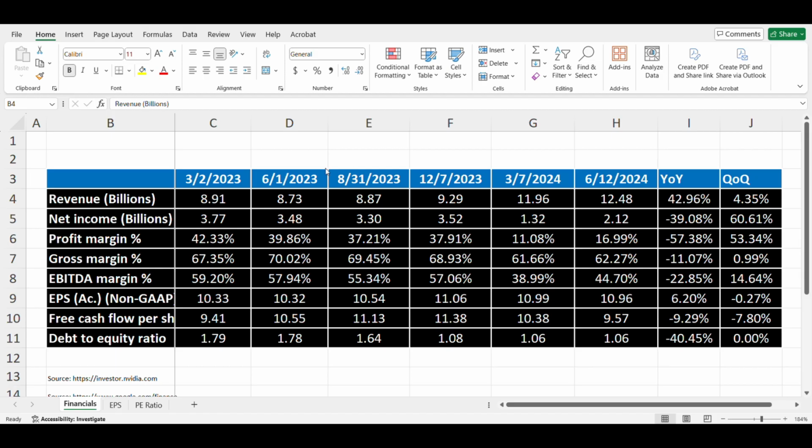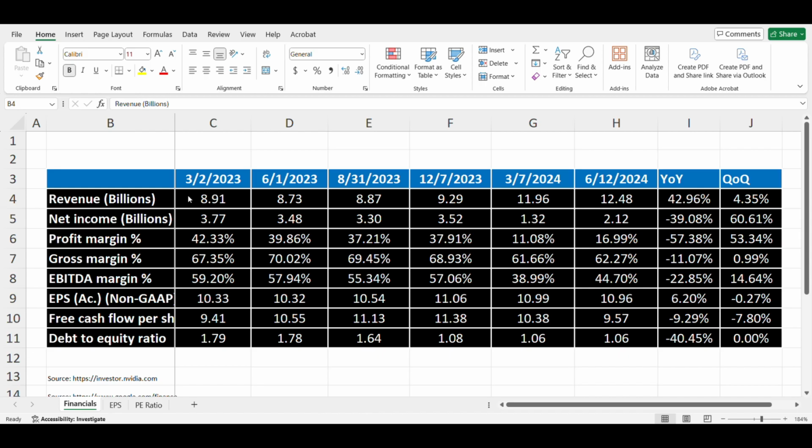quarters in this table. This includes revenue, net income, profit margin percentage, gross margin percentage, EBITDA margin percentage, that is earnings before interest, taxes, and depreciation, and the EPS actuals, free cash flow per share, and debt to equity ratio. And also, I have year over year and quarter over quarter columns to compare how Avago is doing each quarter.